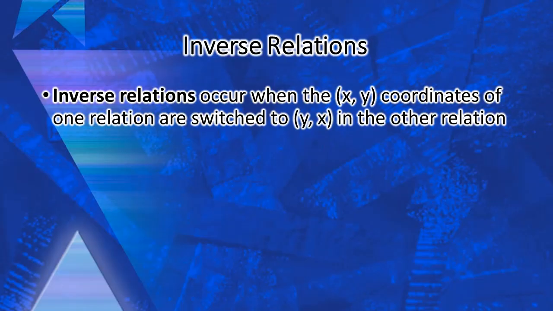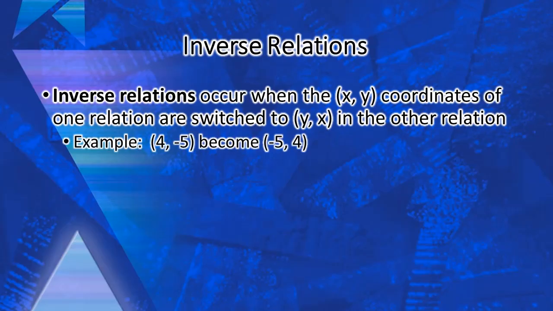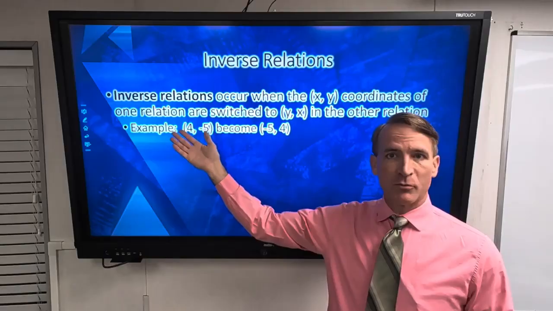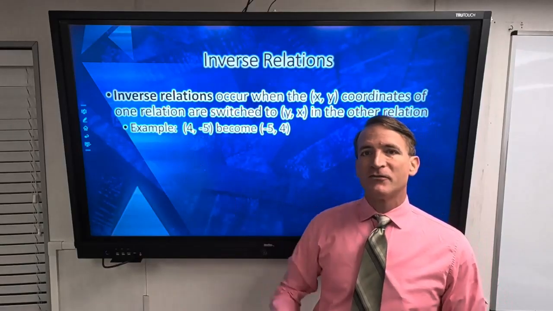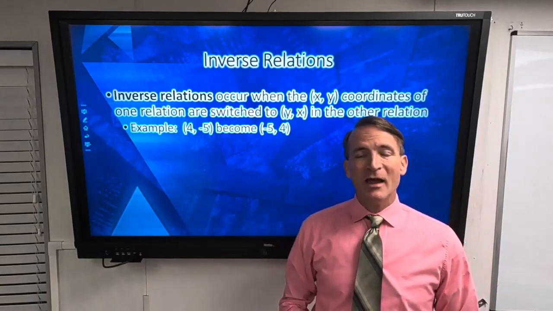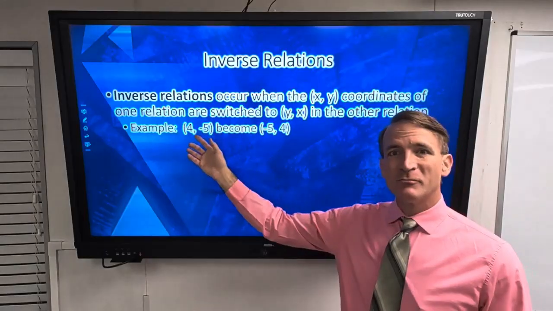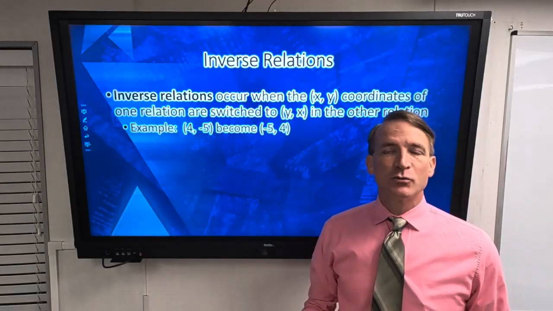An inverse relation occurs when the x and the y coordinates of one relation are switched with the y and the x in the other relation. So as an example, if I had 4, -5 as a point on my original function or my original relation, if I were to find the inverse relation, that point would then coincide with -5, 4. So my x and my y switch places.